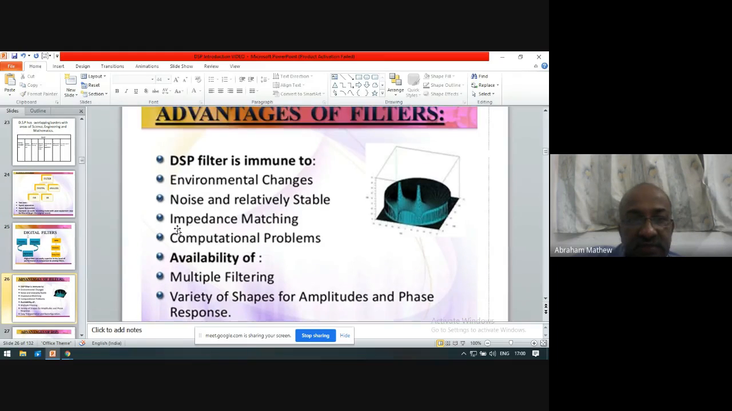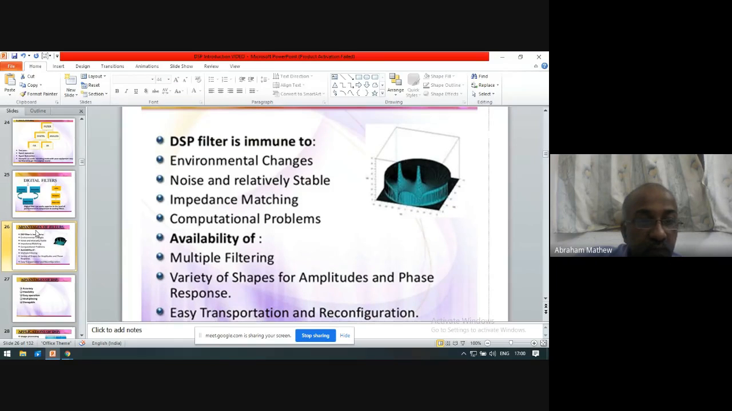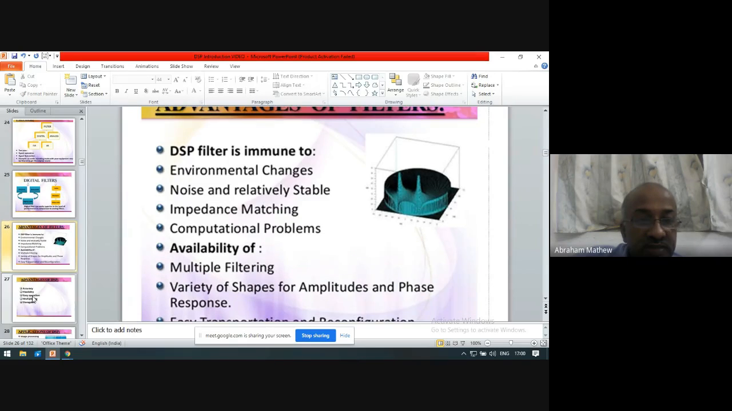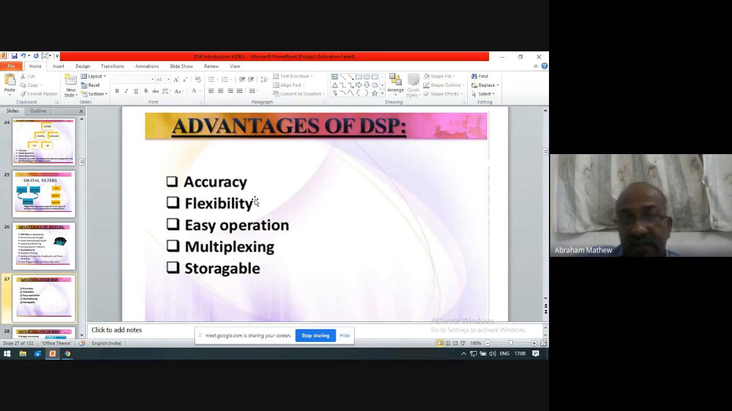What are the advantages of this digital filter or DSP filter? They are immune to environmental changes. They are immune to noise. And it is having good efficiency. So these are some of the advantages of DSP.